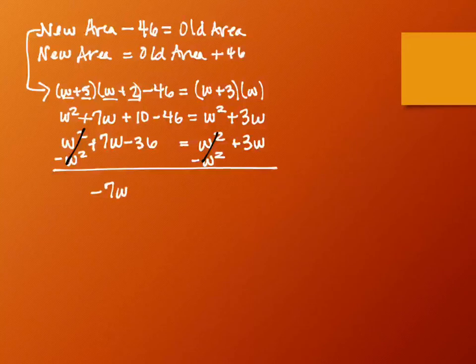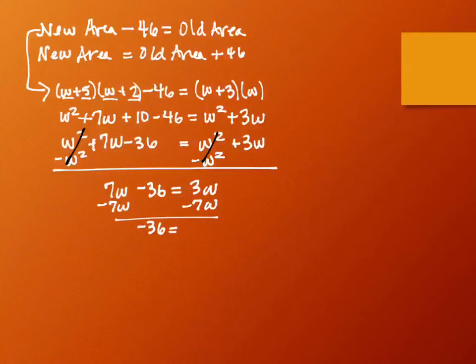So all I'm left with now is the 7W. Sorry, my pieces got messed up. It's W, positive. So positive 7W minus 36 equals 3W. Okay, so what would you like to move next? Which piece? 7W. So how would we move it? What operation? Subtraction. So minus 7W. So I have negative 36 on the left. 3W minus 7W is negative 4W.